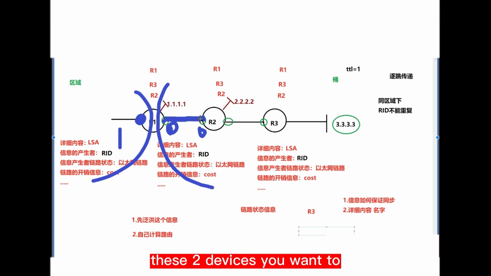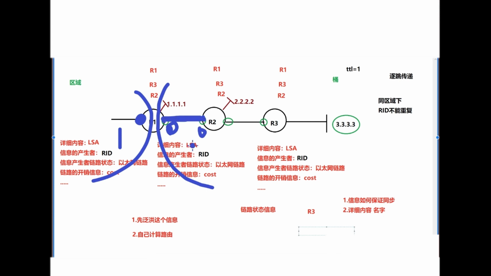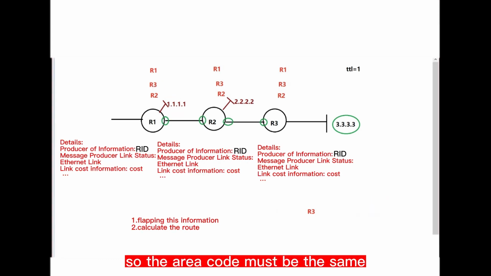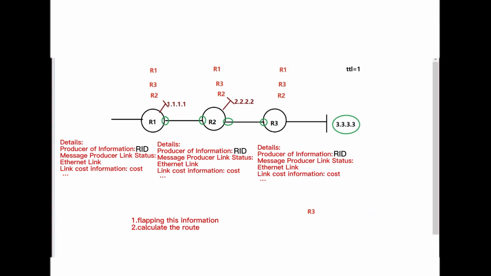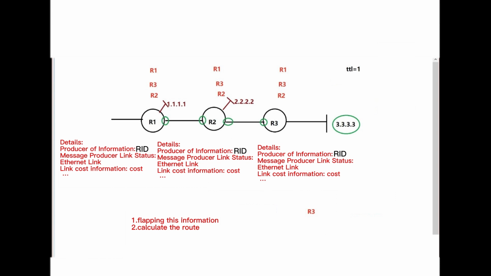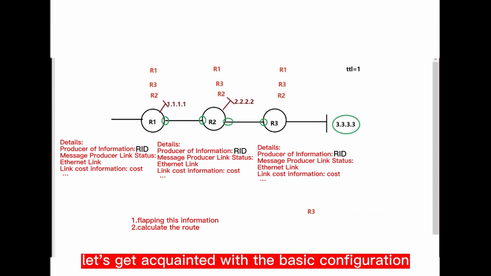These two devices you want to establish a relationship with, their interconnection interfaces must be in the same area. So the area code must be the same. For the entire NA stage, all the configuration we have done now was done in the same area. Let's get acquainted with the basic configuration.